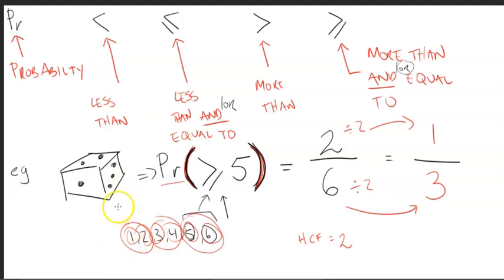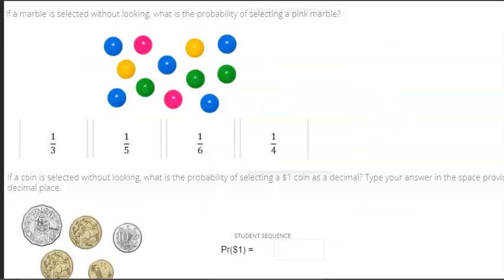Now let's have a look at these questions to see what type of questions you'll be exposed to, and you will definitely see this type of question pop up. But now that we've got some insight with terminology, you should hopefully be comfortable with this.